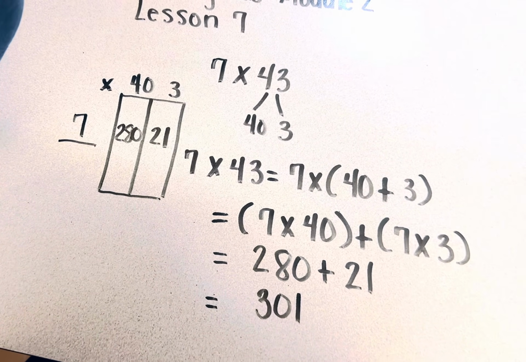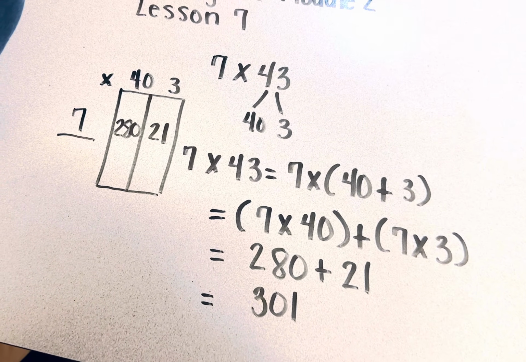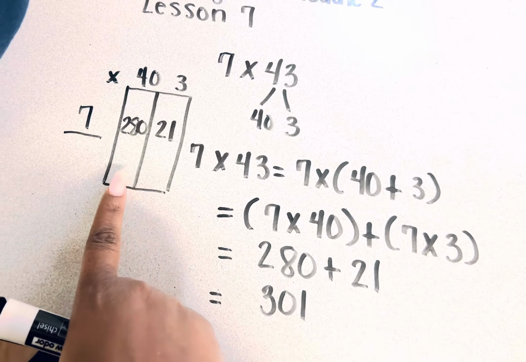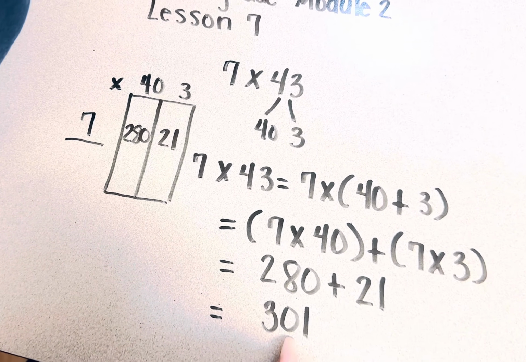However, if you take your time and do it each way, you will be able to get your answer by using your area model or just by simply decomposing 43 in a distributive property.